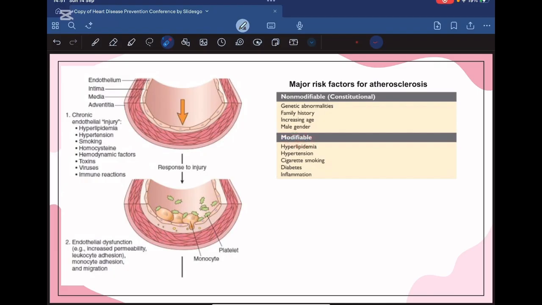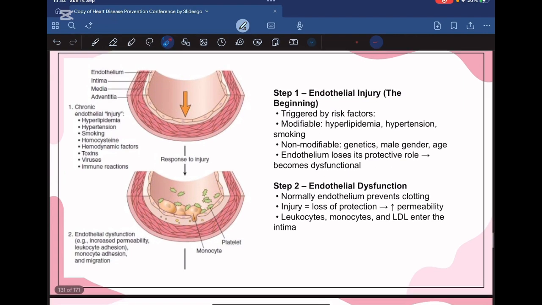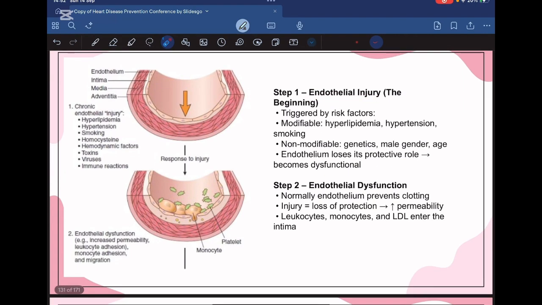Modifiable means something that we can change. For example, he's a smoker, so we ask the patient, can you please stop smoking? This is modifiable. Or he's eating a lot of fatty food, hyperlipidemia, so we can ask him, can you please eat healthy? Okay, so the first step is endothelial injury. This is the beginning of the atheromatous plaque. Endothelial injury, very, very important.